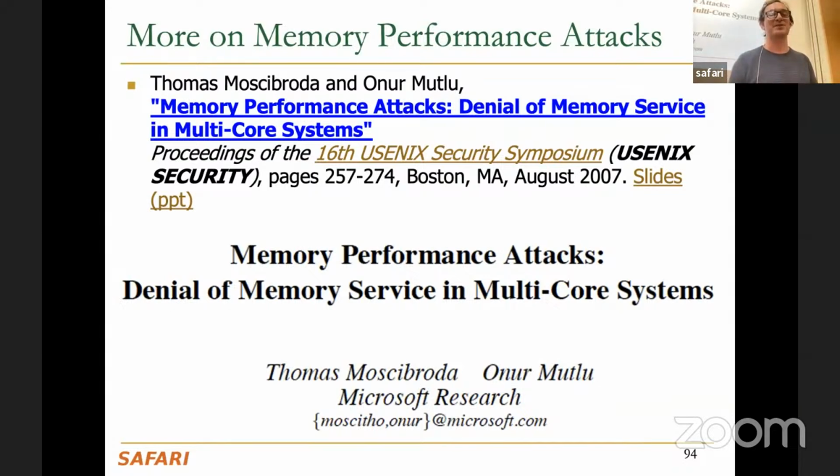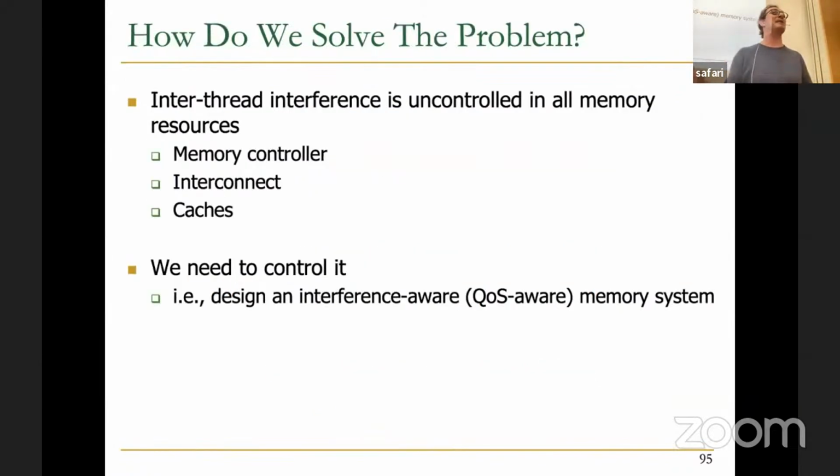We talked about memory performance attacks. Essentially, we're going to look at mechanisms to control this. How do you solve this problem? Essentially, if you have this uncontrolled behavior, unfairness, starvation, denial of service in these memory resources, you need to build mechanisms to control it, right? This is not rocket science, this is obvious.